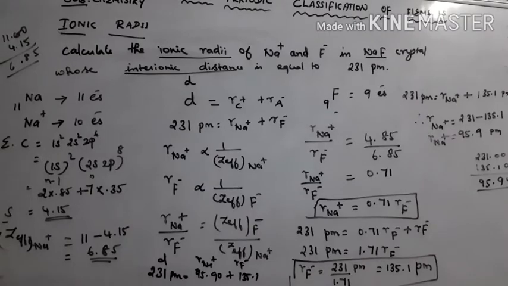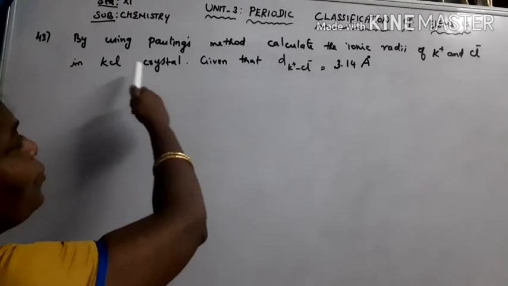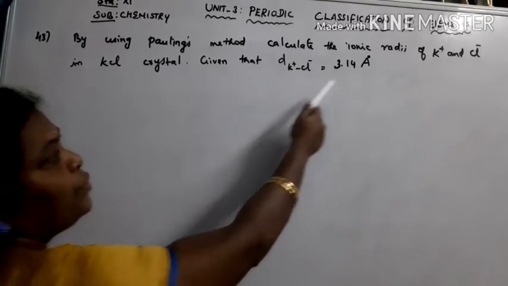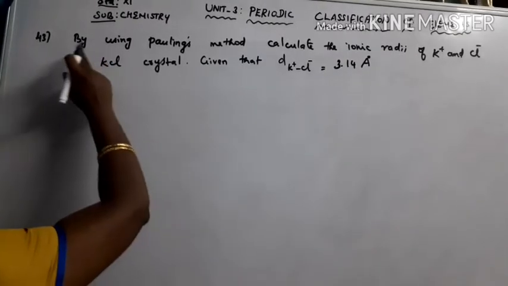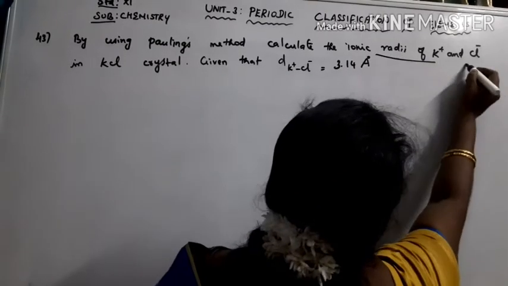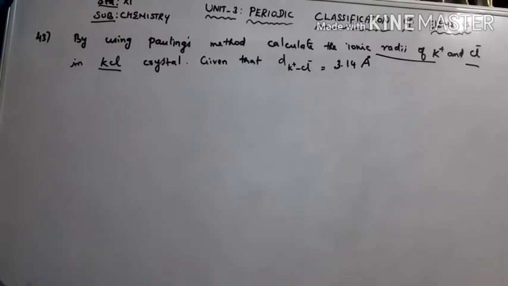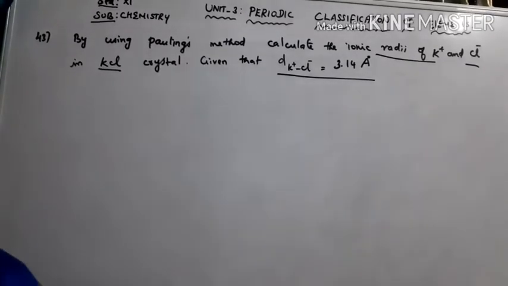Okay, so in the book part, one more example is given for you, and you are asked to calculate the radius of K plus and Cl minus by using Pauling's method. So what's the question? By using Pauling's method, calculate the ionic radii of K plus and Cl minus in potassium chloride crystal, and the interatomic distance between these is given as 3.14 Angstrom units.